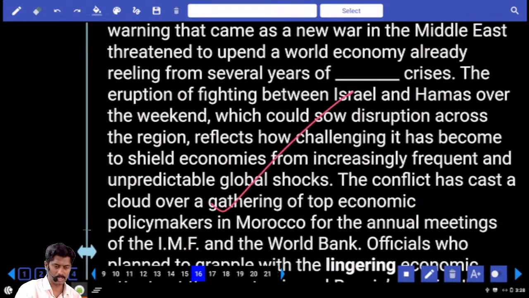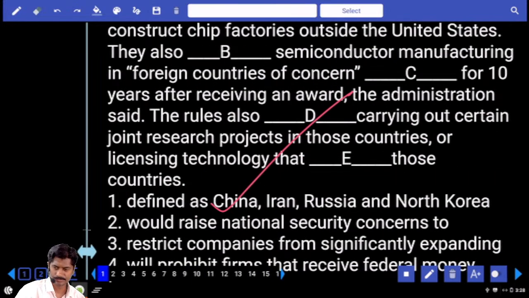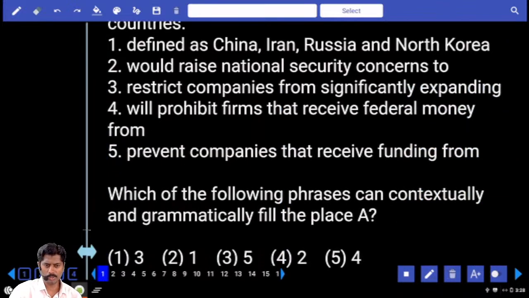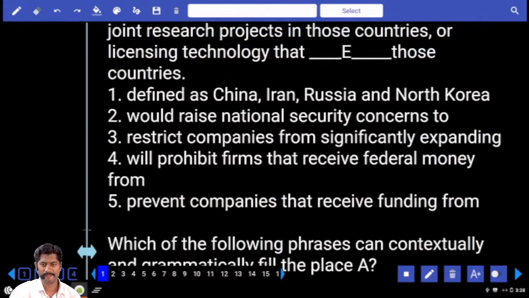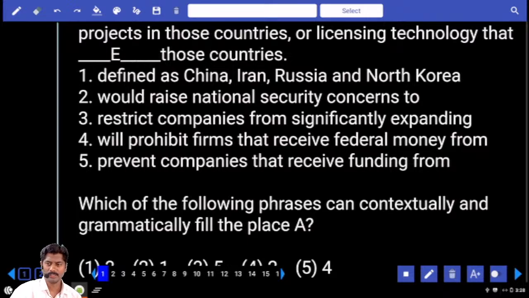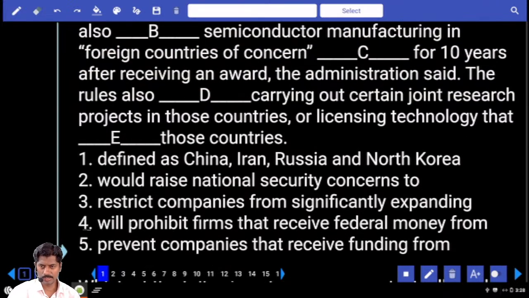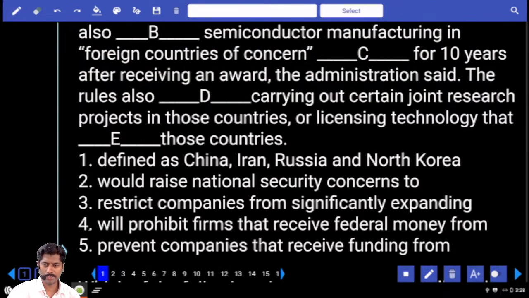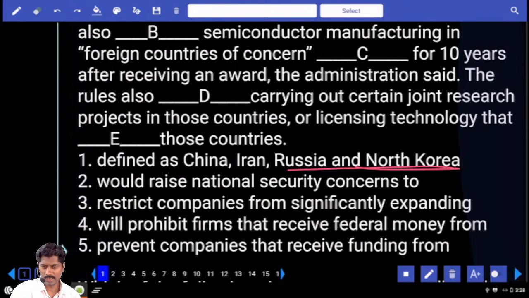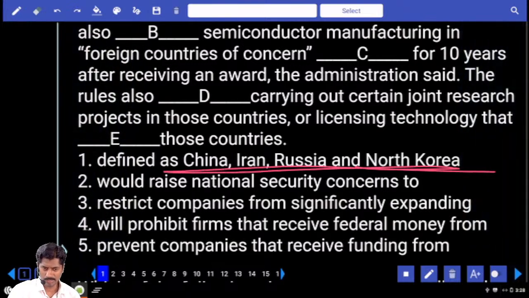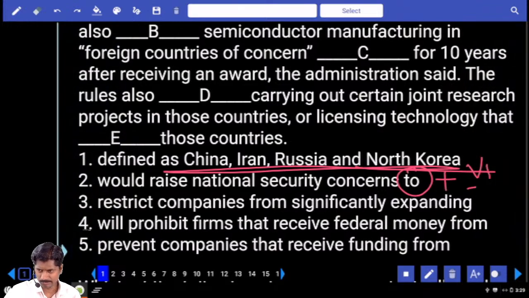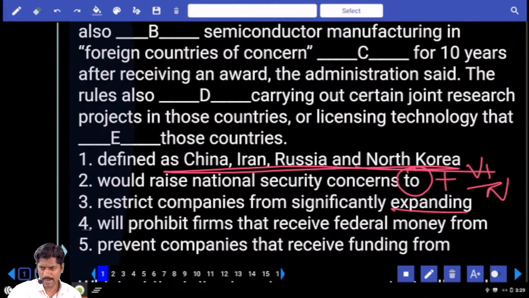Let's talk about the first section. And if you observe in this, look at this. Check the ending of the 5 options. North Korea, China, Iran, Russia, and North Korea would raise national security concerns to after to what is needed? Verb or noun? Expanding something.